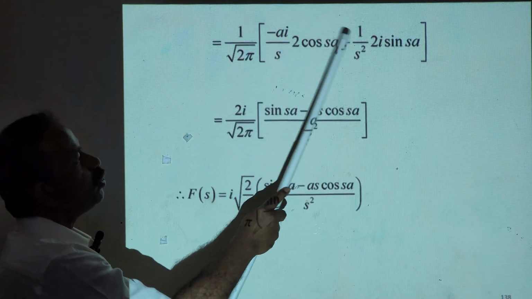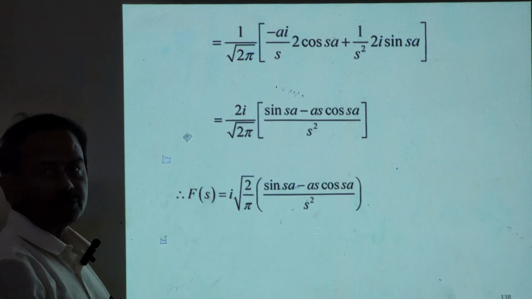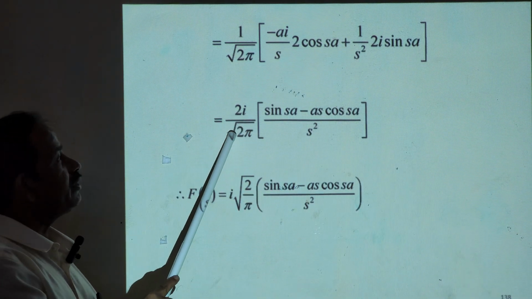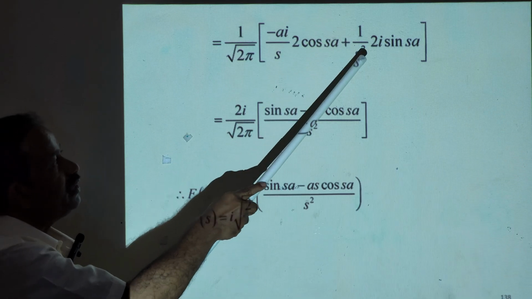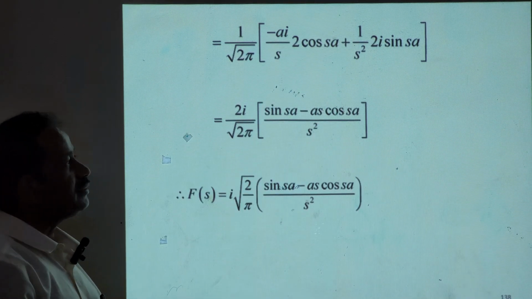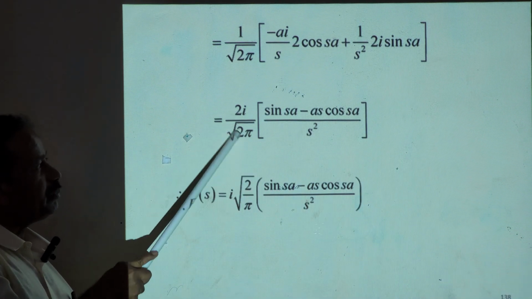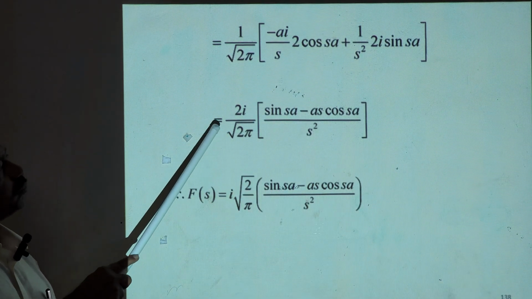Okay, now I have pulled 2i out. Here 2i is there, here also we have 2i. So 2i out. So 2i divided by root 2 pi. The remaining term is sin sa, and I have written minus s cos sa. Is it okay? Now multiply and divide by root 2.